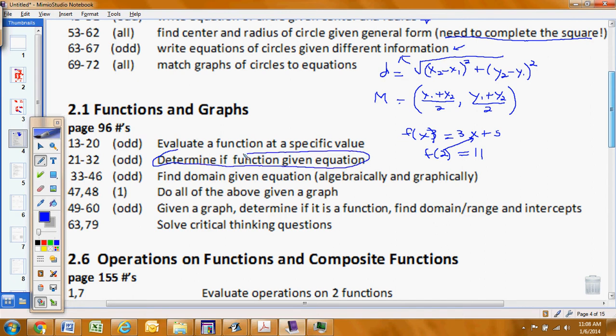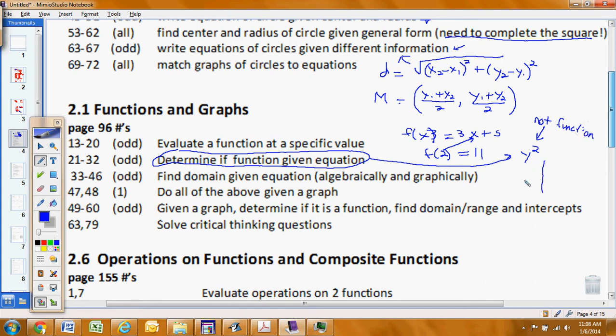So how do we determine if something's a function just given the equation? We talked about that section right there where y can't be squared. We don't want y squareds. If you ever have a y squared, then it's not a function. And I shouldn't even say y squared. It could be y to any even power. So if you ever see something with a y squared in it, it's not a function.